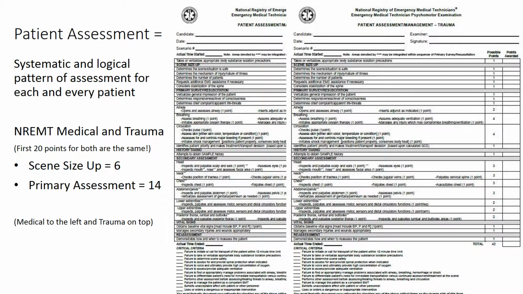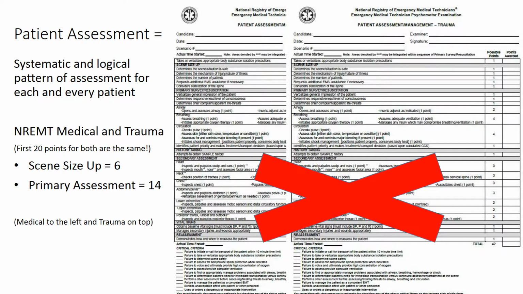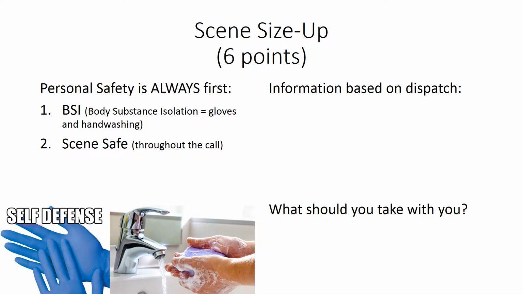Now, in front of you are two checkoff forms from National Registry. The bottom one is for a medical patient, and the top one is for a trauma patient. I want you to look at them and recognize that everything above the X are exactly the same. And that is 6. The first 6 are within the scene size up, and 14 points are within the primary assessment. So what is a scene size up?